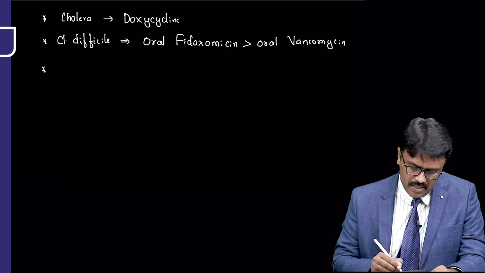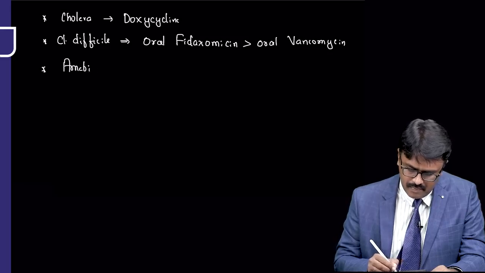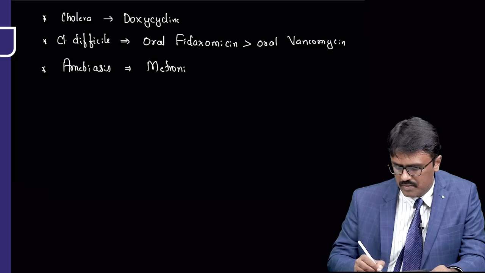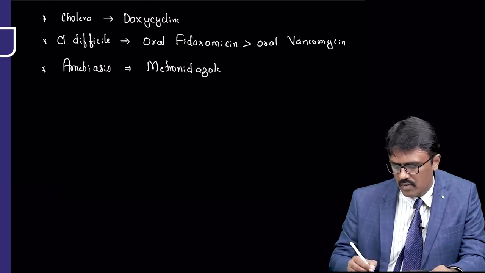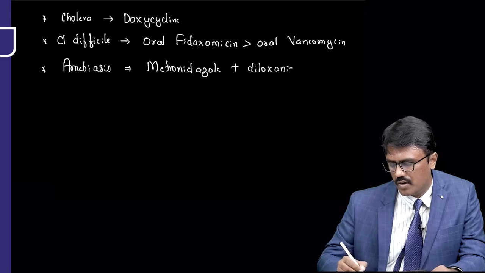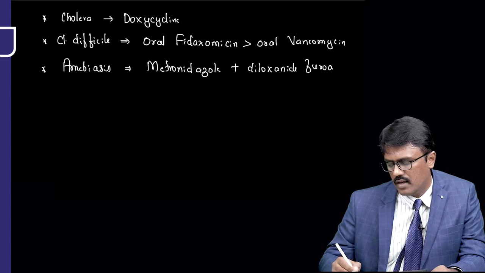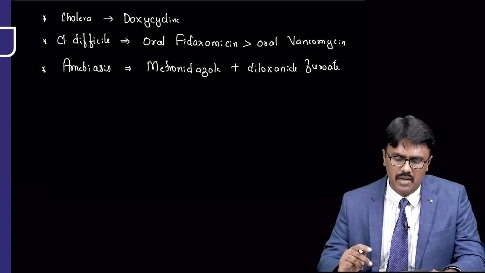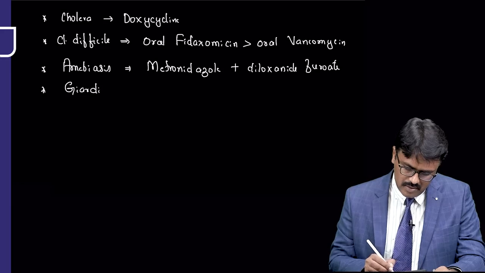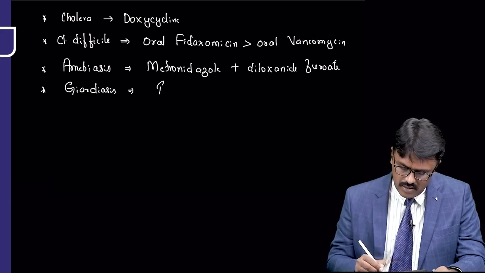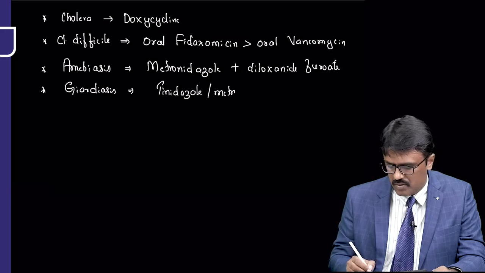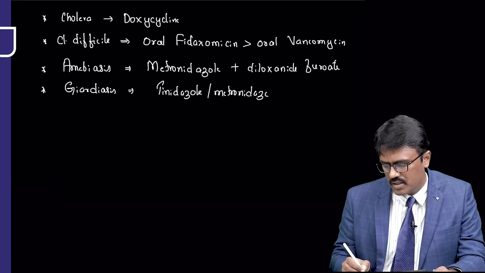For a patient having amoebiasis, you know the drug of choice for amoebiasis is metronidazole. So in the Indian context, along with metronidazole, what we add is diloxanide furoate. This furoate will kill the luminal cyst. So it is a luminal amoebicide. Another cause of diarrhea is Giardia lamblia. For giardiasis, you can use either tinidazole or metronidazole. So treating the infection is very, very important.